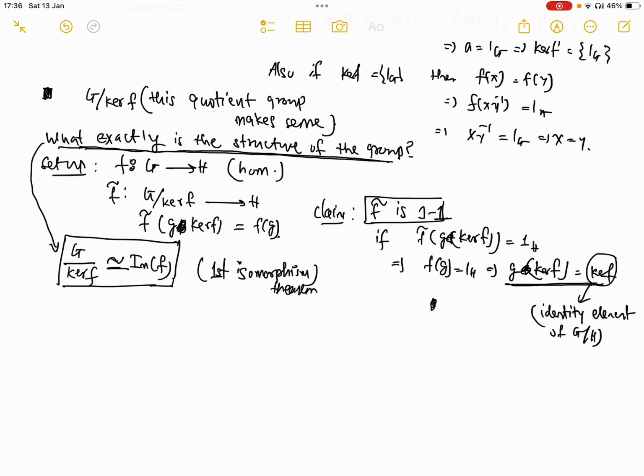So I will come to it next time, and I will also talk about the second and third isomorphism theorems. But those are basically some applications of the first isomorphism theorem. So we will see it next time.